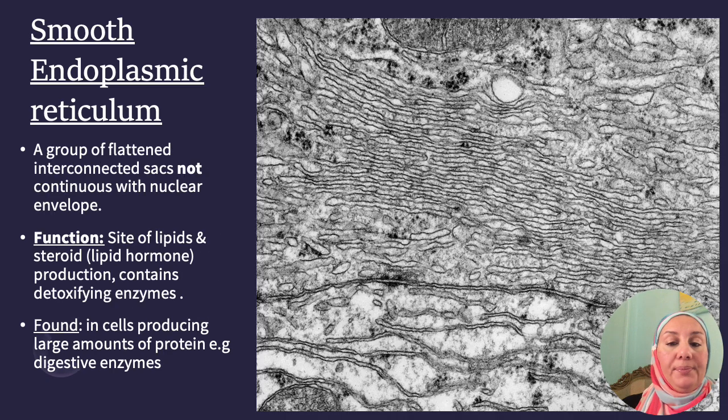Let's move on. Here we see a similar structure, but this is not rough. Yes, it has no ribosomes on its surface, and this has a different name and a different role. This is called the smooth endoplasmic reticulum. They are again a group of interconnected sacs, but they're different. They're not continuous with the nuclear envelope as that of the rough endoplasmic reticulum.